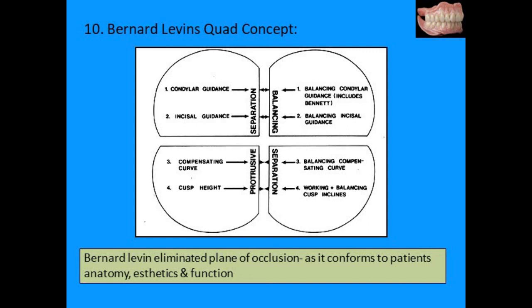So monoplane or low cusp teeth must employ the use of a compensating curve, and the cusp teeth have the inclines that is necessary for obtaining balanced occlusion, but nearly always are used with a compensating curve. So these were the essentials for a balanced occlusion by Bernard-Levin. So this quad concept is relatively easy to understand and use, and the concept of controlling the posterior separation is considered to be an important goal for achieving a bilaterally balanced denture occlusion.